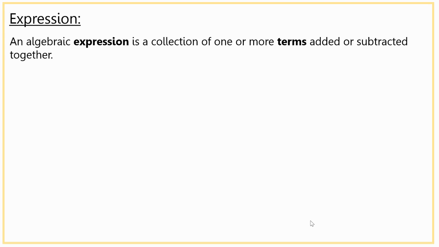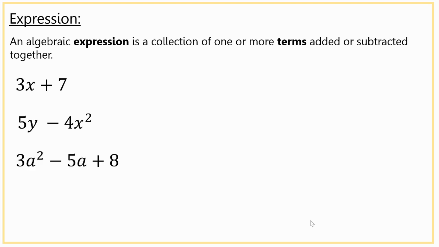An algebraic expression is our next definition. What that is, it's a collection of one or more terms. Here's an example. 3x add 7 is an expression. 5y minus 4x squared is an expression. So is 3a squared minus 5a plus 8. And so is p minus 3r plus 10s.